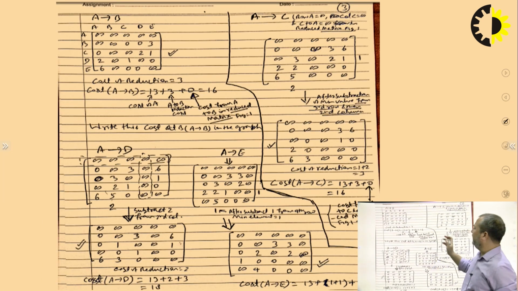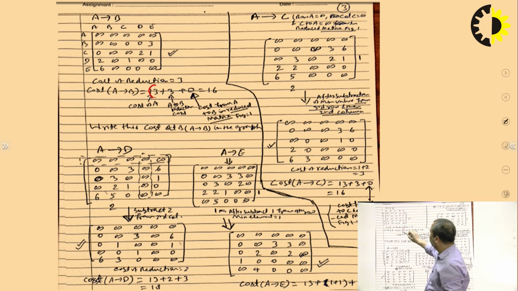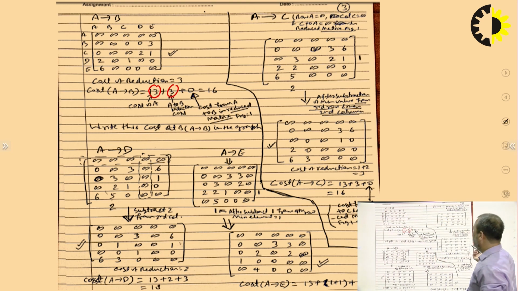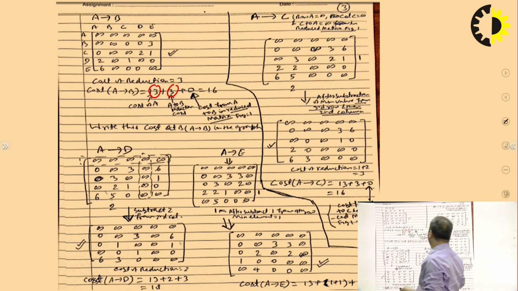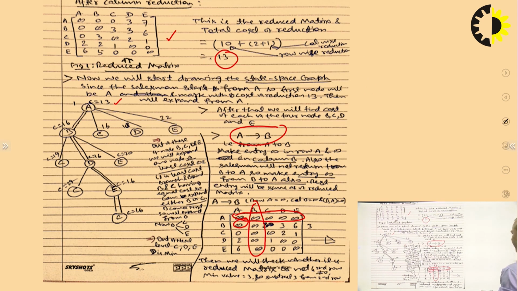The cost of reduction is 13. So how will we find the cost from A to B? In the previous cost of A, it is this. For A to B we have seen 3 plus 0, because the column cost from A to B is in the reduced matrix. Okay, A to B reduction cost and cost from A to B, in the reduced matrix. And which one in the reduced matrix? This one. So how will we find it?